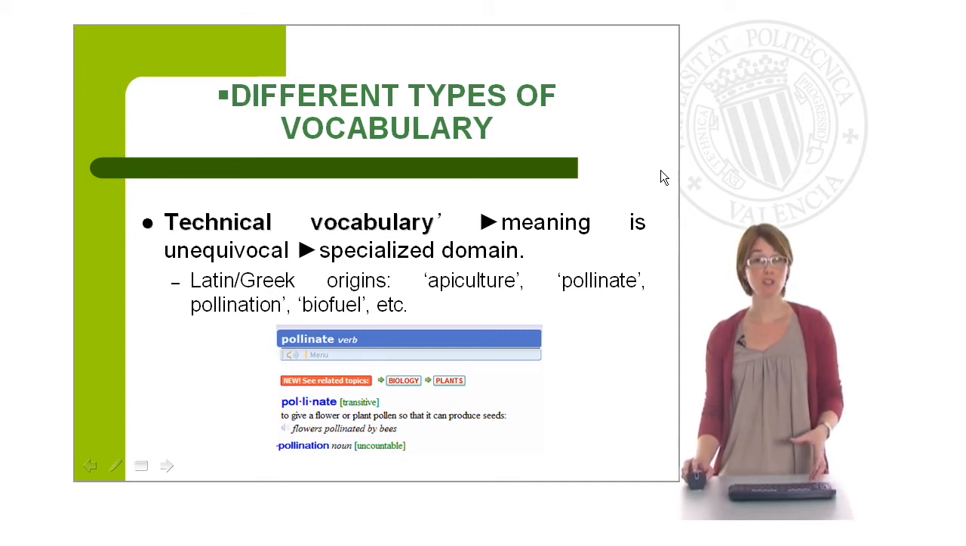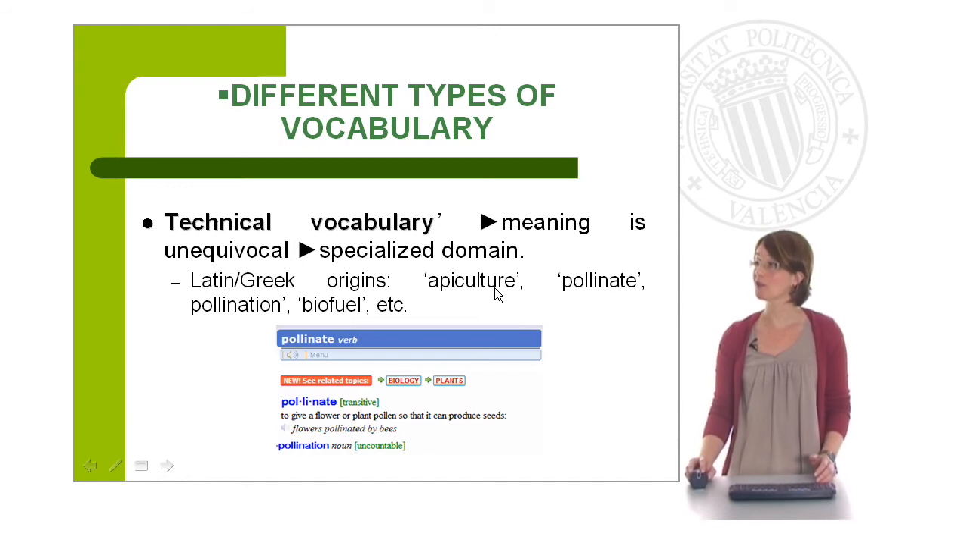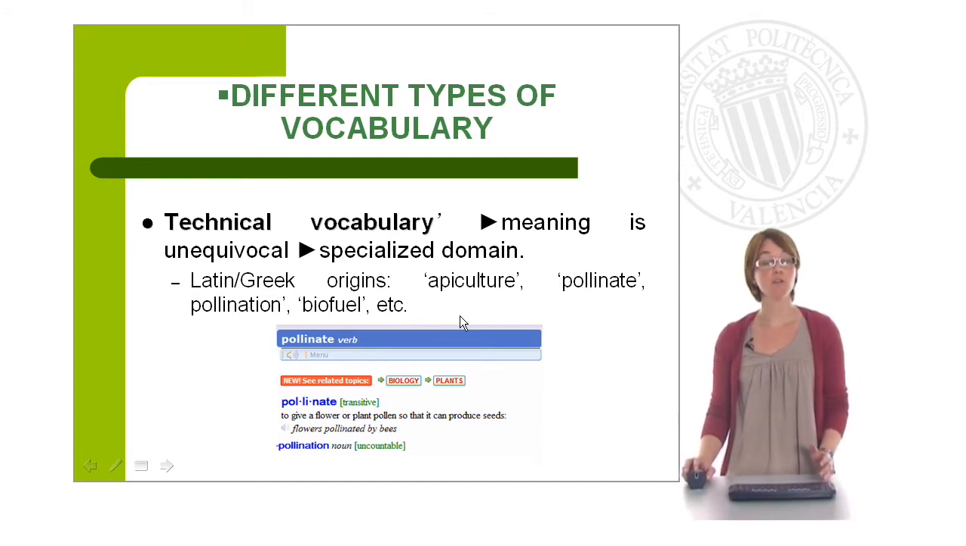So, imagine that you are an expert in the field of agronomy. If you find the following words, apiculture, pollinate, or the noun pollination, or biofuel, you will be familiar with these words. So, any expert in the field will understand the meaning of these words. Remember that the meaning is unequivocal. It means there is just one meaning in the dictionary.